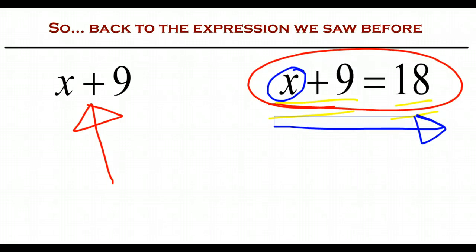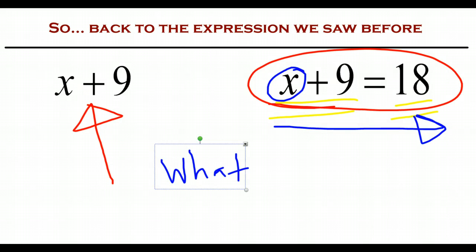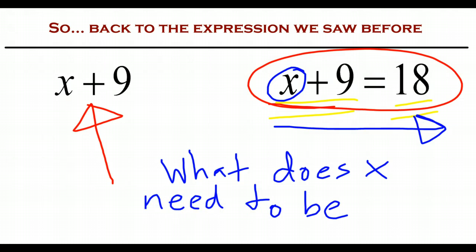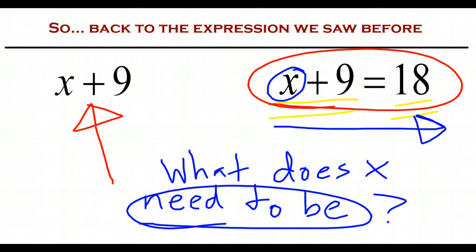Something along the lines of, what does x need to be? Because there's only one value for x that will make this true. Only one value that when added to 9 becomes 18. And now looking at this, you may have figured it out in your head already. If you haven't, take a second here. I'll pause in the video. You don't have to pause the video, but see if you can think to yourself, working a little bit backwards through this. If x plus 9 equals 18, what does x need to be?